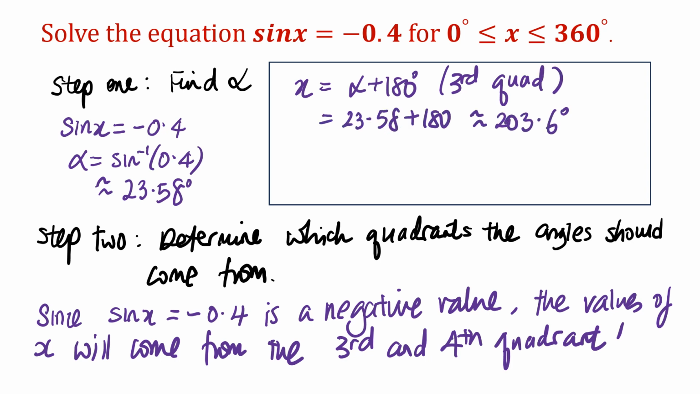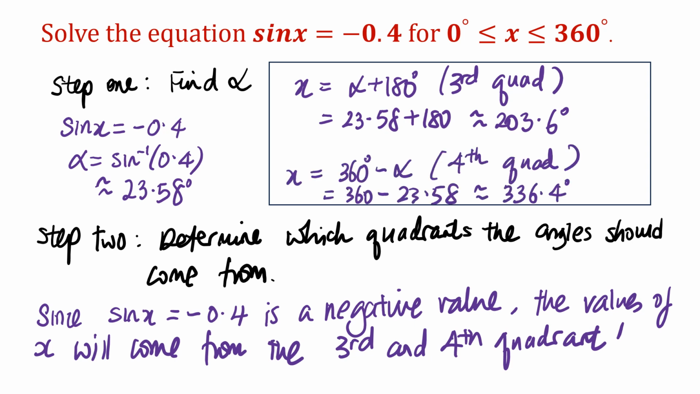So for the third quadrant, it will be alpha plus 180. So it's 23.58 plus 180. And then for the fourth quadrant, it will be 360 minus alpha, which is 360 minus 23.58. So this is how you solve the trigo equation sine x equals negative 0.4.